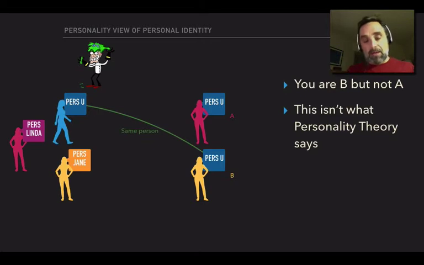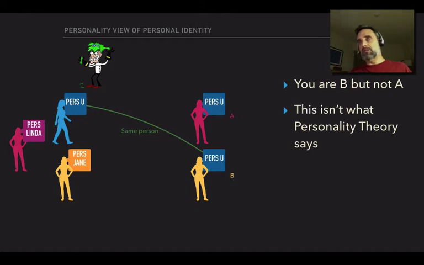No. Well, again, it's not what the personality theory says, but it also seems pretty random and arbitrary. If you're identical to B but not to A, there should be some reason why. But it's hard to see what that reason could be. The ways in which you're related to B are exactly the same ways in which you're related to A. So whatever it is about the relationship between you and B that makes B be the same person as you, that holds in the case of A as well, and vice versa.